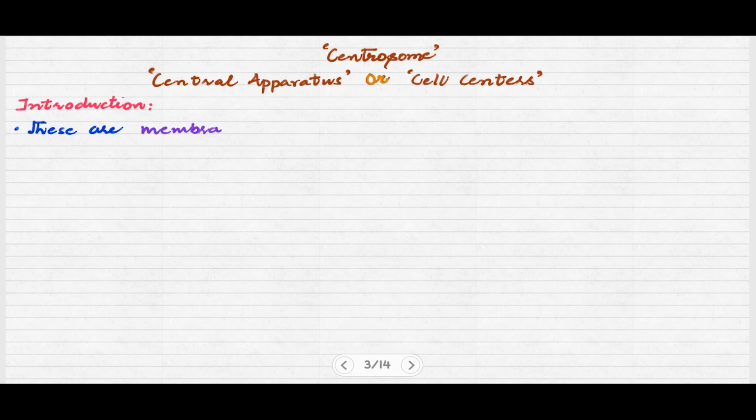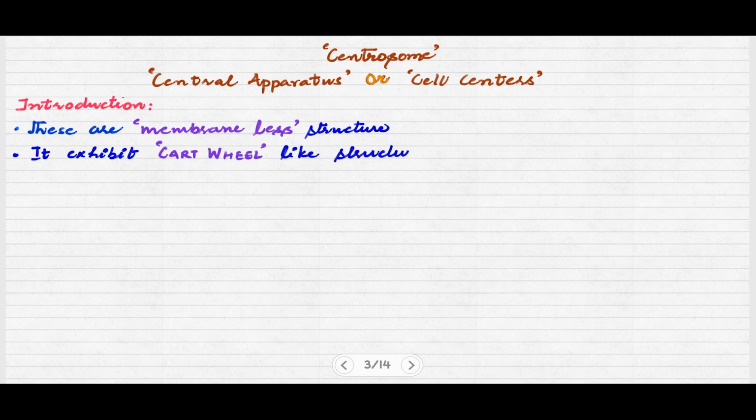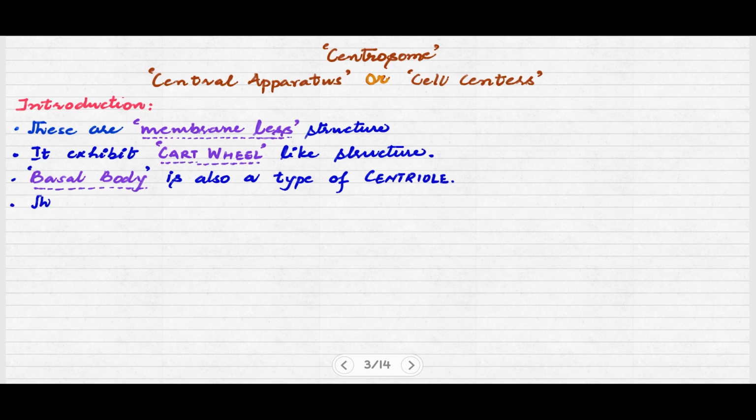Introduction: these are membraneless structures. These exhibit a cartwheel-like structure. Basal body is also a type of centriole. There is a clear zone around the centriole which is called as centrosphere or kinoplasm or cytocentrum.